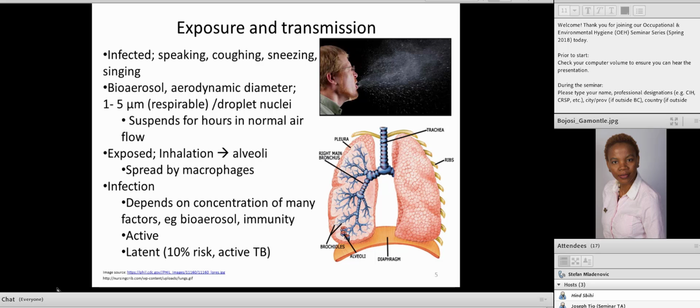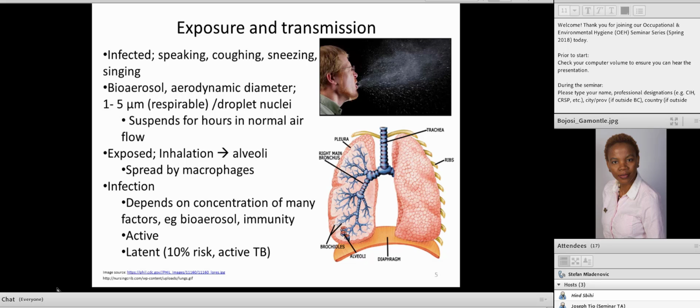So these particles, because of their size and because of their properties, can be suspended in the air for hours. And so under normal airflow, they can flow from one area of the room into the other, which makes them really important for study when we're talking about transmission in particular.